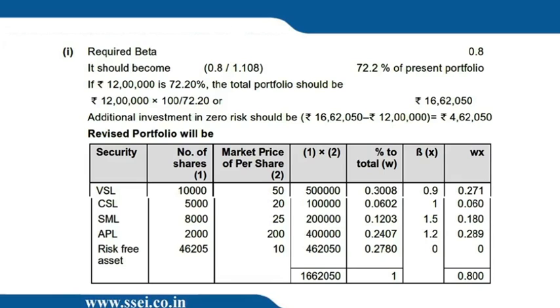And its beta is 0 in the second last column. And accordingly, we calculate the weighted beta. We prove that it's equal to 0.8. Let's get back to the question.